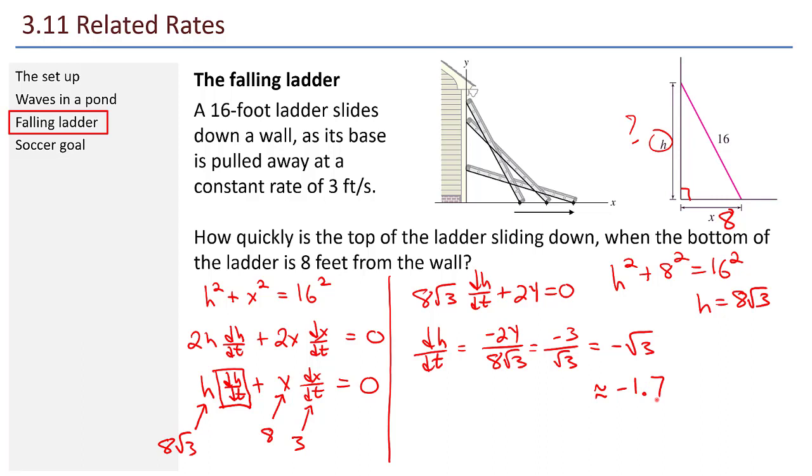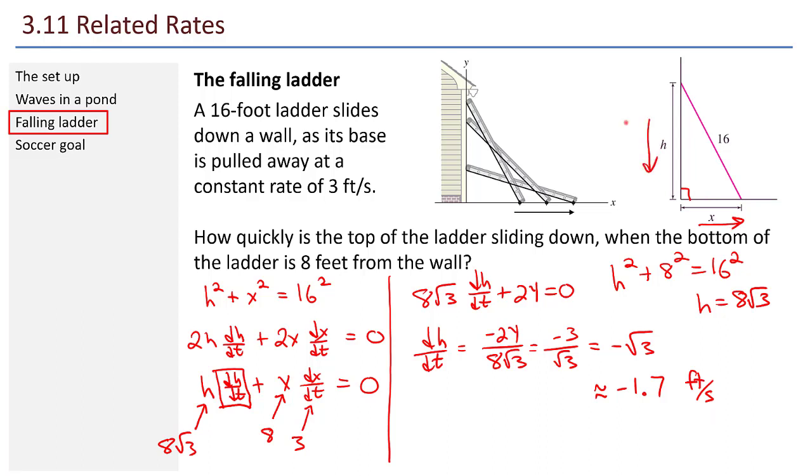What are the units here? I'm solving for dh/dt, so the h on top is measured in feet, and the t on the bottom is seconds, so feet per second. So h is changing at negative 1.7 feet per second. Does that negative make sense? Yes, it does, because as x increases, h is decreasing. So I do expect a negative number at the end.